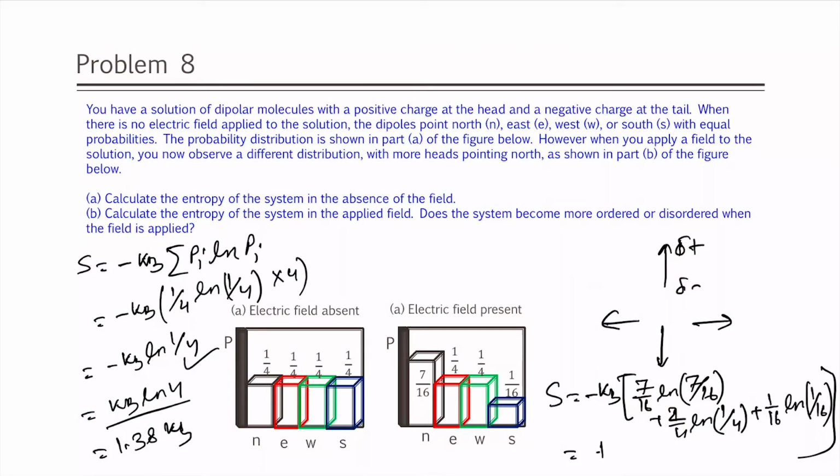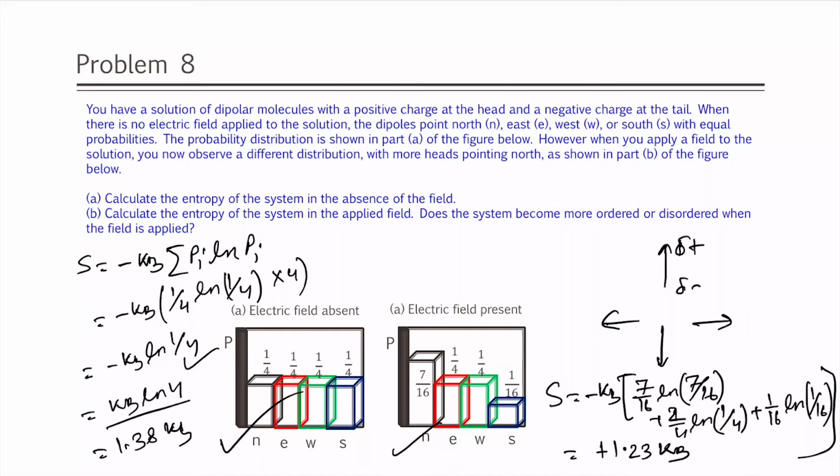So plus 1.23 kB. 1.38 is of course more than 1.23, and therefore this is where the entropy is more, where things were random. That means it could point in any direction: north, south, east, west. Here it is less random, and entropy is also less. That is why people associate randomness with entropy: randomness gives us a flatter distribution with equal probability in every direction, whereas an ordered arrangement gives us a peaked distribution. That means it is ordered in one direction, and that gives us lesser entropy.